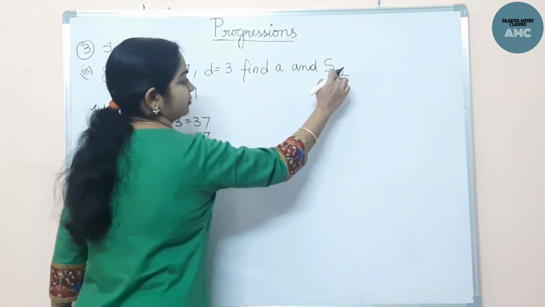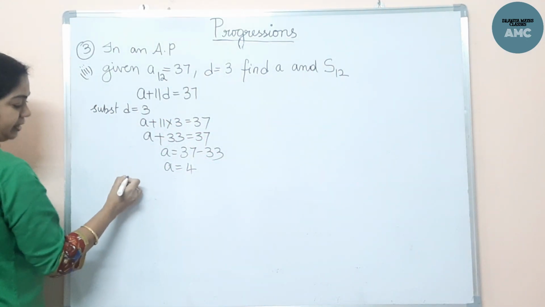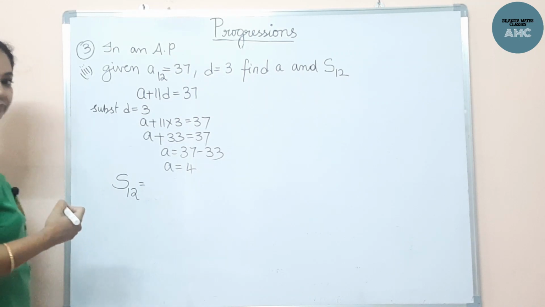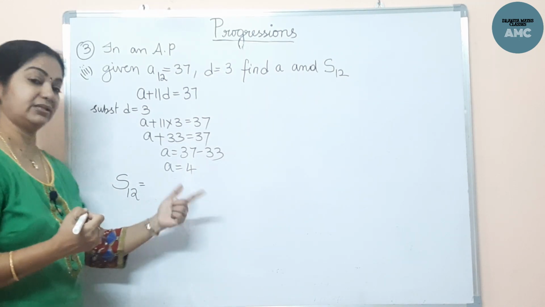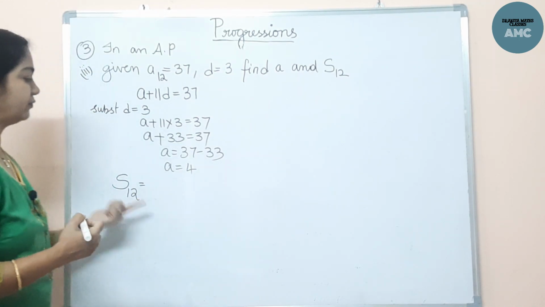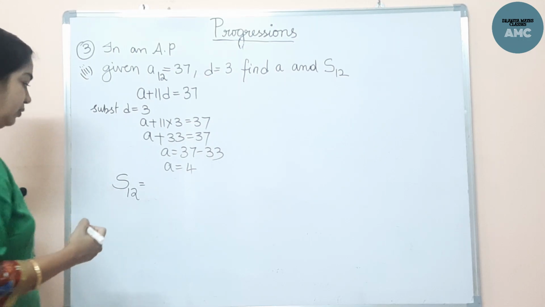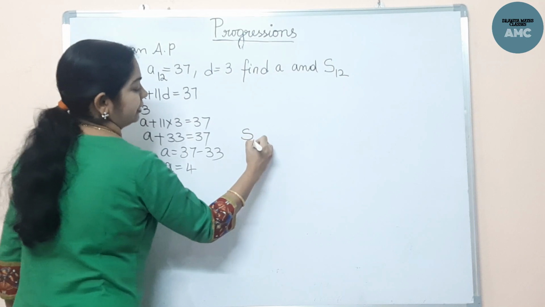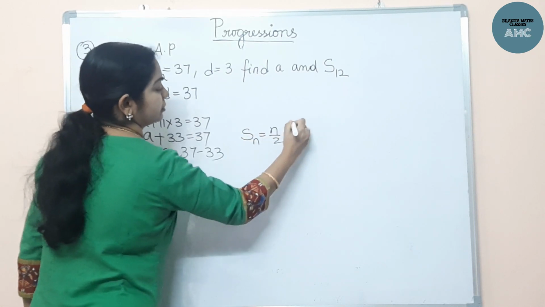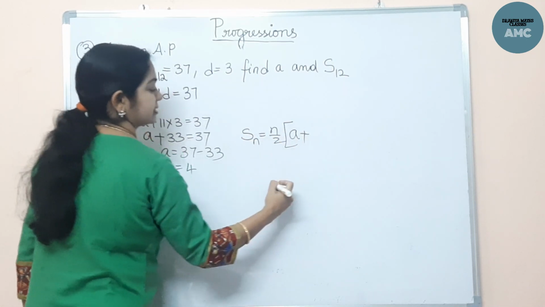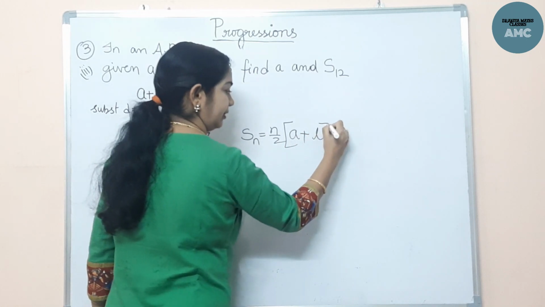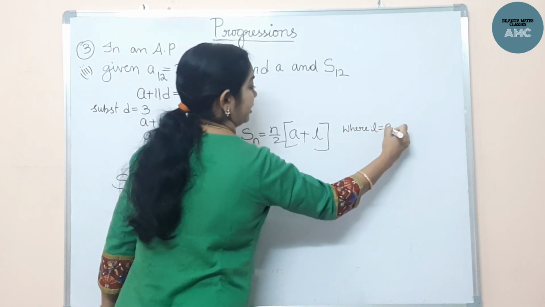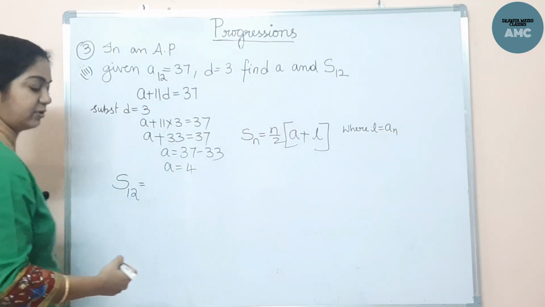So this part is over, find A. Now we will do S12. Now we can use the next formula also, we can use the Sn formula also. Let us use this formula, that is Sn equal to n by 2 (A plus L), where L is An, right? Now I'll use this formula.